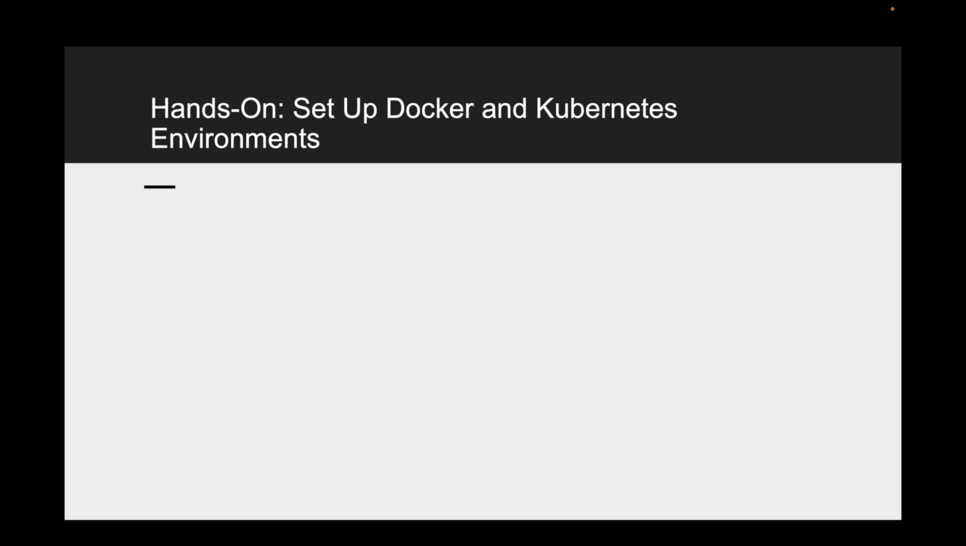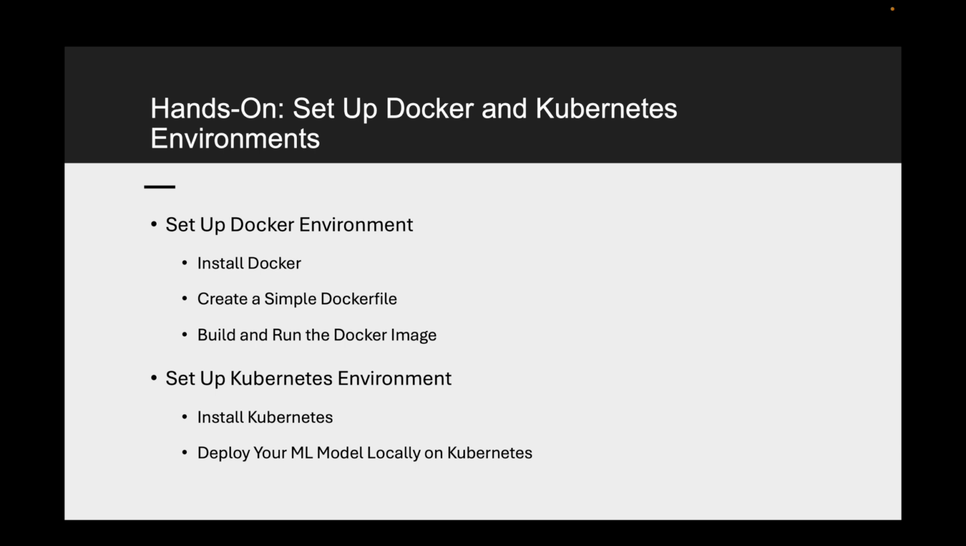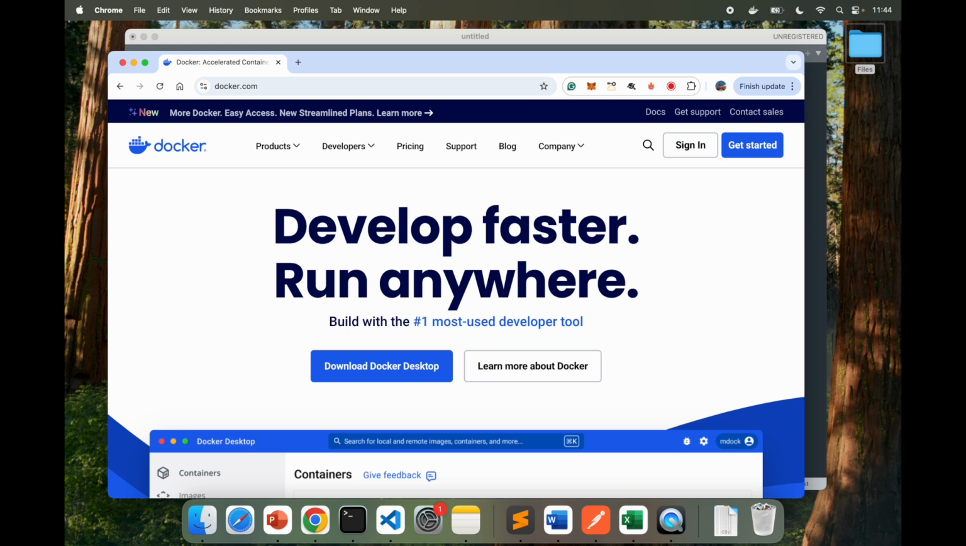Finally, let's look at our hands-on where we will be setting up the Docker and Kubernetes environment. Here, we will be setting up the Docker environment, we'll be installing Docker, and we'll be creating a simple Dockerfile. Then we'll build and run the Docker image. And finally, to set up the Kubernetes environment, we will install Kubernetes and we'll deploy our ML models locally on Kubernetes. So let's get started. Let's start with our hands-on, where we will be using Docker and Kubernetes for containerizing and deploying a simple ML model.